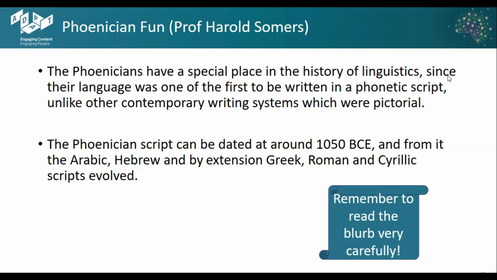So the Phoenician script can be dated at around 1050 BC, and from it the Arabic, Hebrew, and by extension Greek, Roman, and Cyrillic scripts evolved. And then I said, remember to read the blurb very carefully, or the title, so whichever one has more information, really. So in this case, read the blurb really carefully and think about what it's saying.